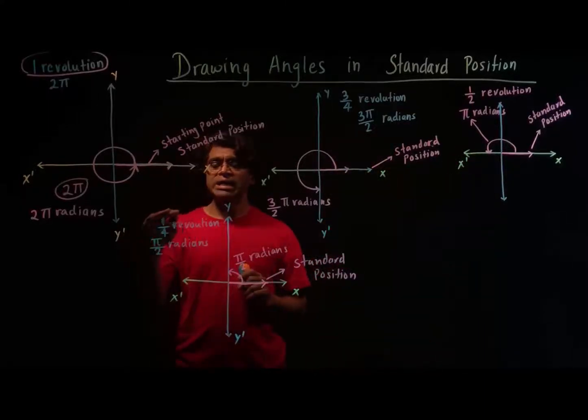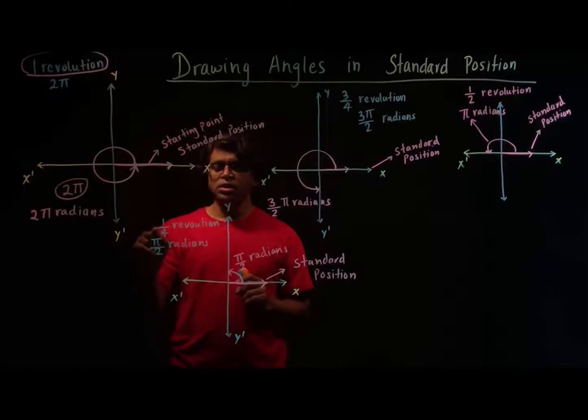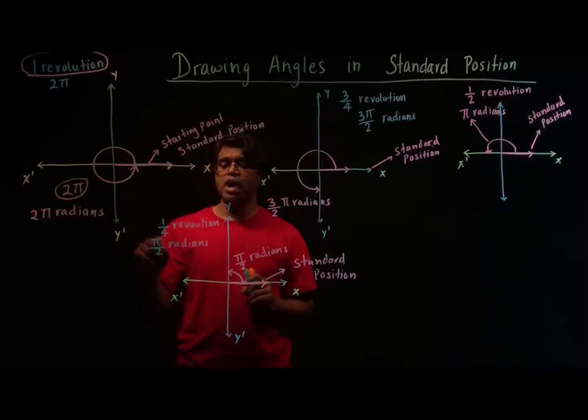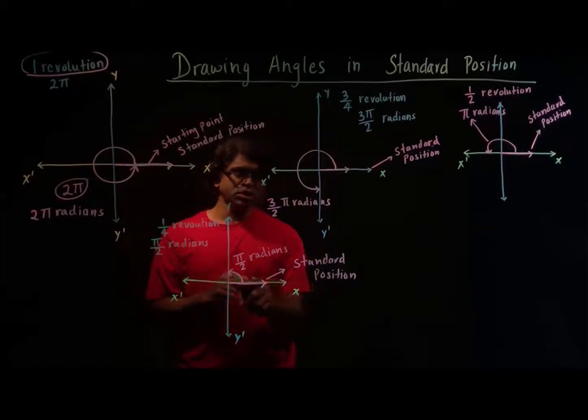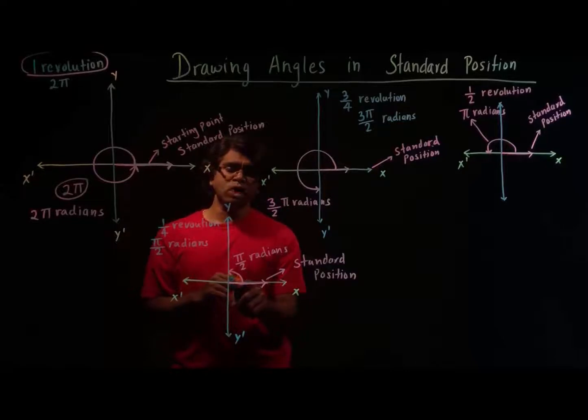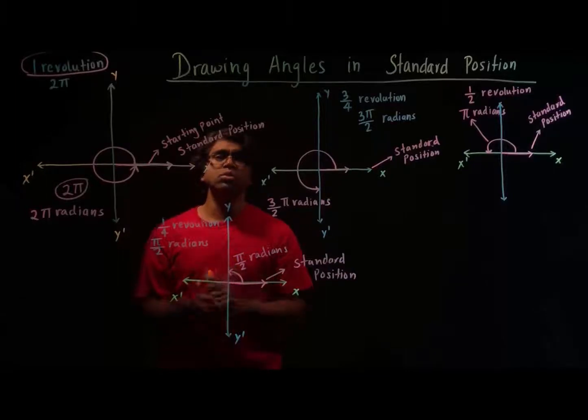And our last condition is 1/4 revolution. If you go 1/4 of the revolution, that is pi over 2 radians. So this is your standard position, and you're going in the counterclockwise direction 1/4. If you go 1/4, that is equal to pi over 2 radian.